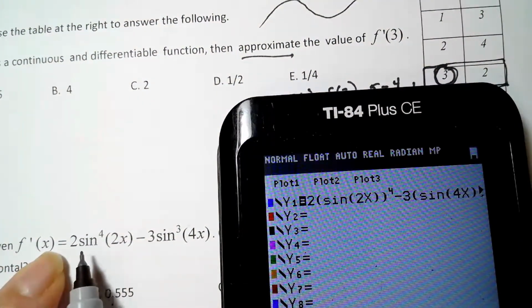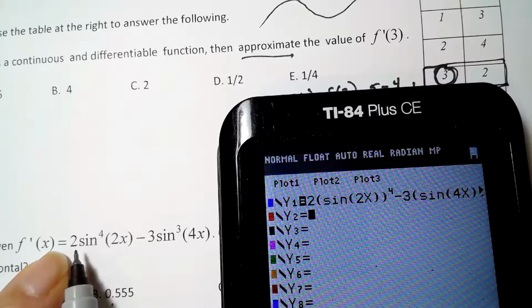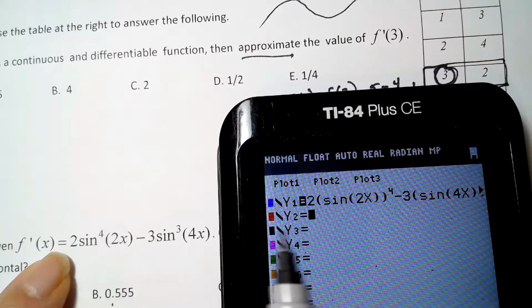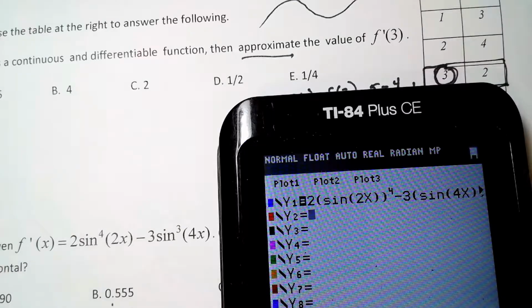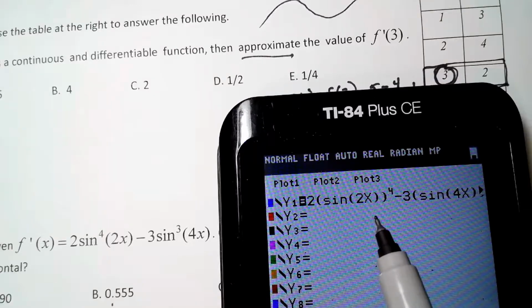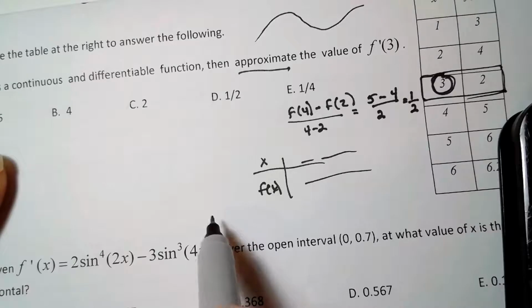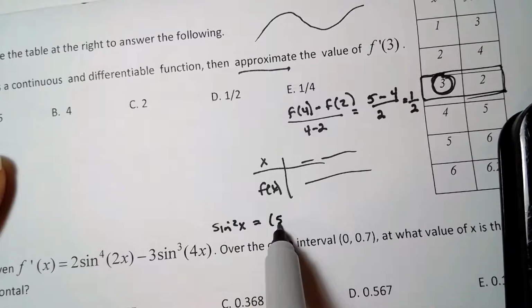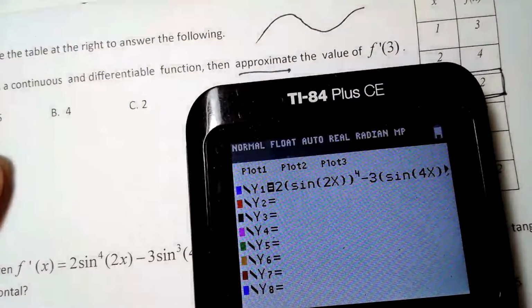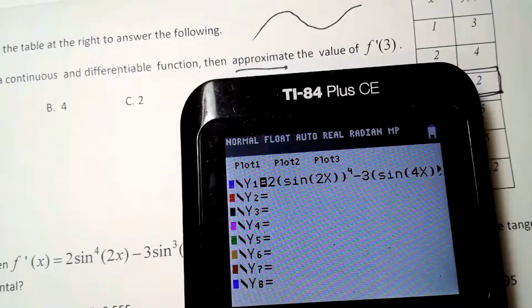The 2 in this function is not being raised to the 4th power, so make sure your 2 is outside of the parentheses. Then the sine of 2x all raised to the 4th. Why? Because remember that the sine squared of x can be written as the sine of x, squared. So I'm just using that idea to help me with the calculator.